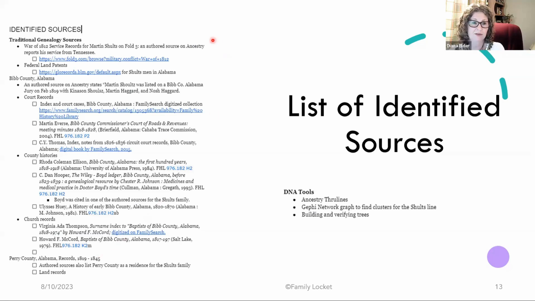Here's my list of identified sources. And I had Bibb County, Alabama, and then I also had Perry County, Alabama. These were both places where online trees said that Hickman was born. And so, because there really wasn't a consensus, I decided I would research both, and they are neighboring counties, so it makes sense that perhaps records could be in both. So I like to organize like that just so that I can focus on one county, then focus on another.